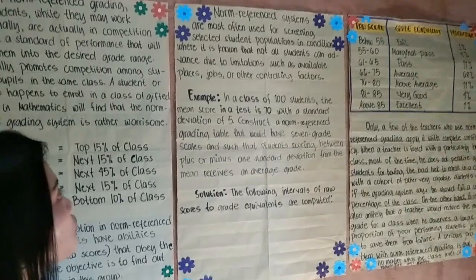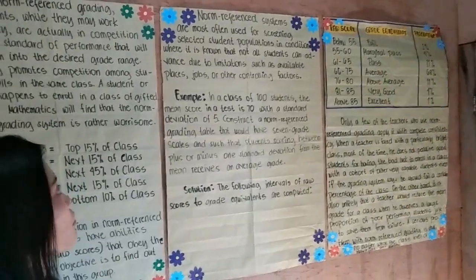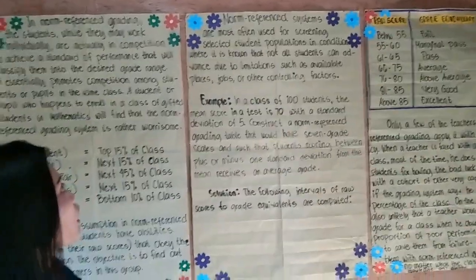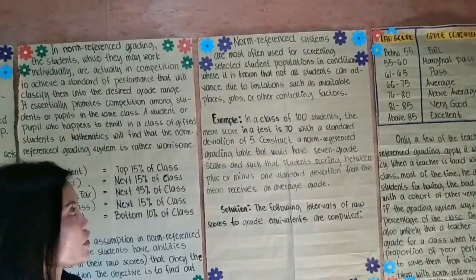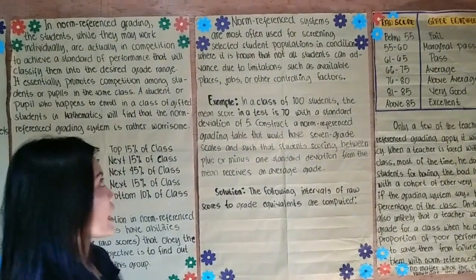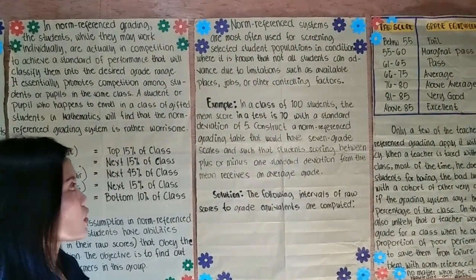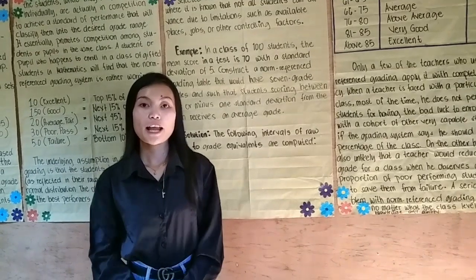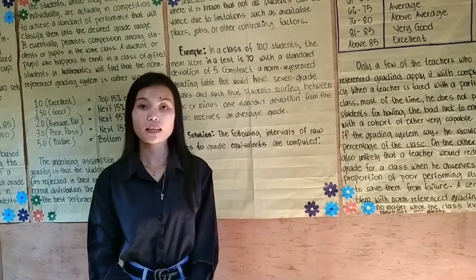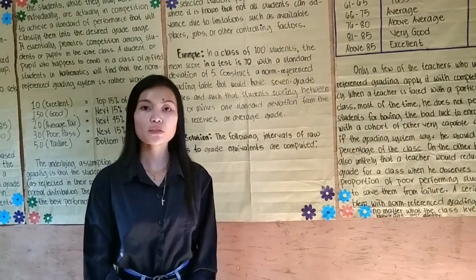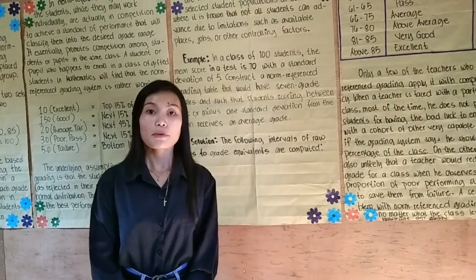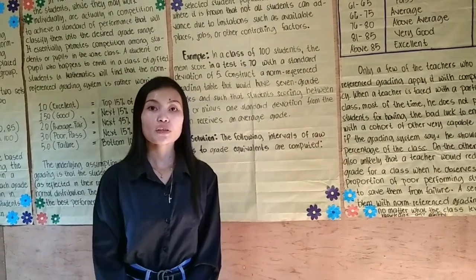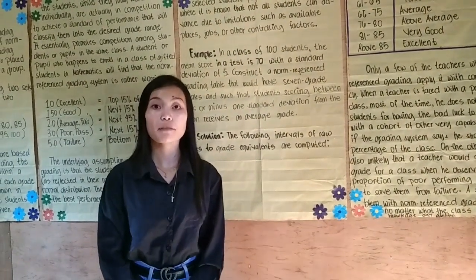Norm reference systems are most often used for screening selected student populations in conditions where it is known that not all students can advance due to limitations such as available places, jobs, or other controlling factors. For example, in the Philippine setting, since not all high school students can actually advance to college or university level because of financial constraints, the norm reference grading system can be applied.